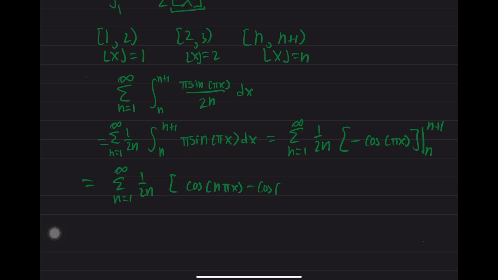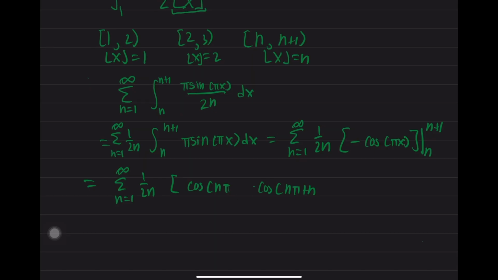We have now cosine of n pi, minus cosine of n pi plus n. Sorry, x, why do we have an x? We do not need any x's. We have cosine of n pi minus the cosine of n pi plus n. Sorry, plus pi.